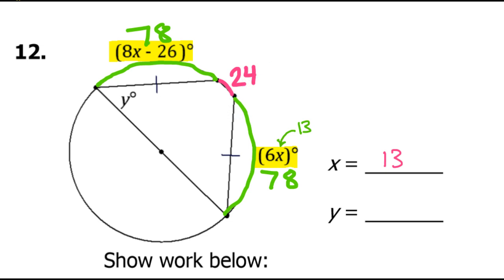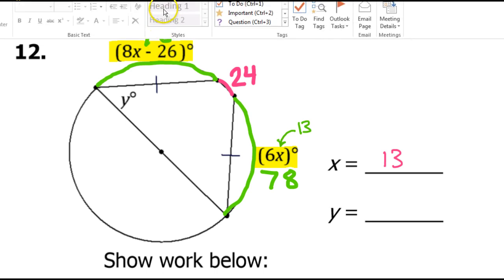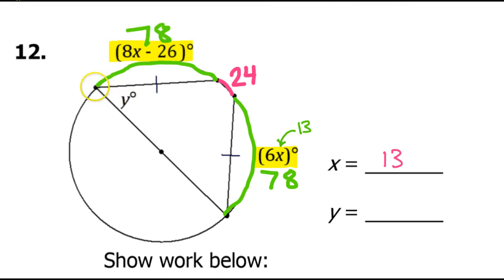Okay, so now I'm ready to find angle y. Angle y goes like this. Boom and boom. Okay, we mostly worked on this in the last video, where we realized that when you have an angle whose vertex is on the circle, the angle is half of the arc inside. The arc is double the angle. So I just need to take half of this.